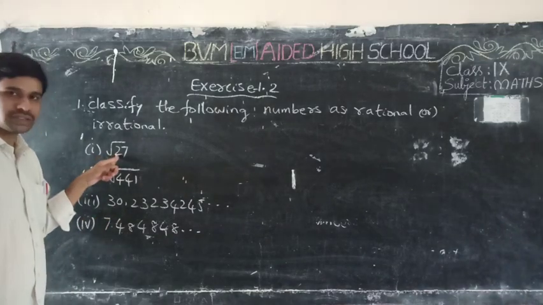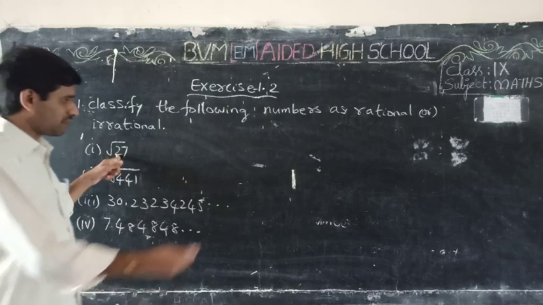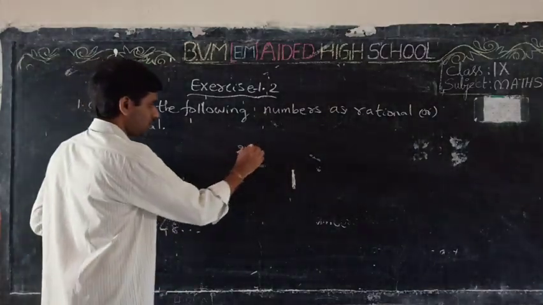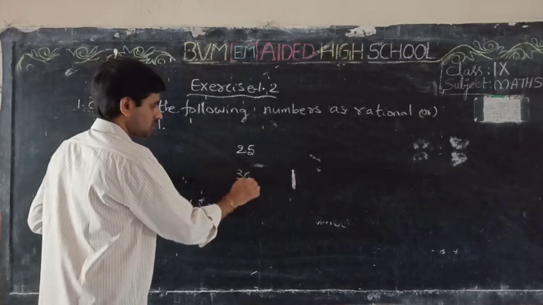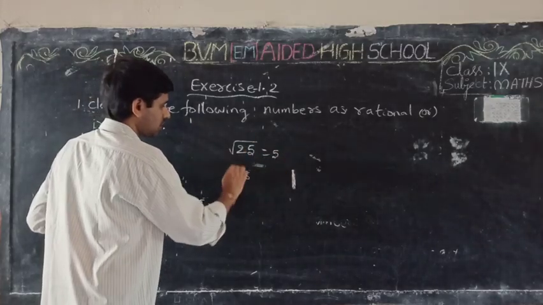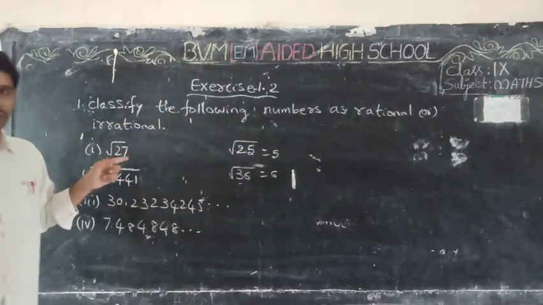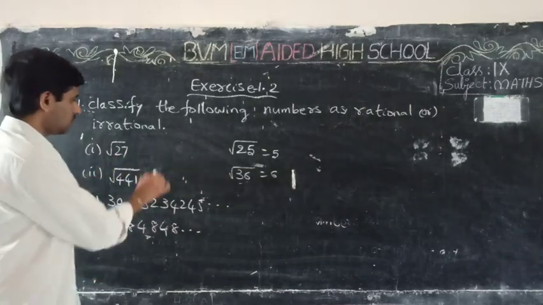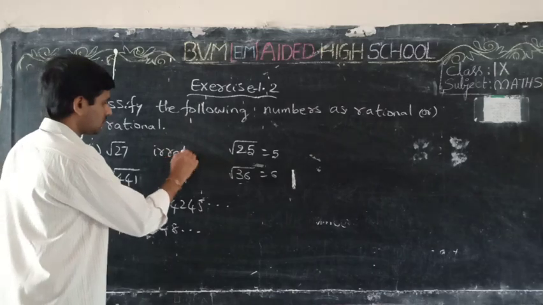So 27 is not a perfect square number. The perfect square numbers before and after 27 are 25 and 36. Square root of 25 is 5. Square root of 36 is 6. Square root of 27 is not a perfect square number, so it is a non-terminating, non-recurring decimal. So it is an irrational number.